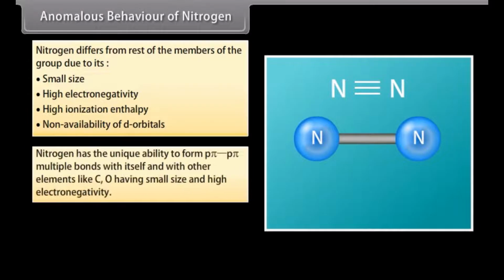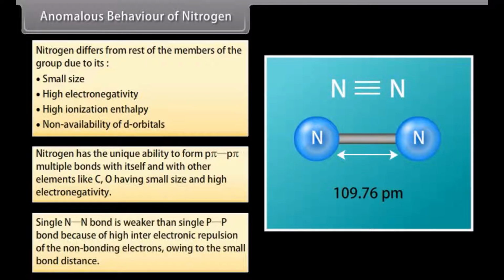Nitrogen has the unique ability to form pπ-pπ multiple bonds with itself and with other elements like carbon and oxygen having small size and high electronegativity. Thus, nitrogen exists as a diatomic molecule with a triple bond between the two atoms having high bond enthalpy 941.4 kJ per mole.